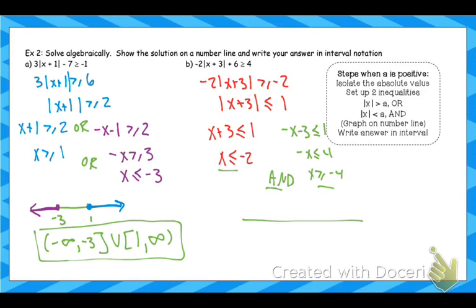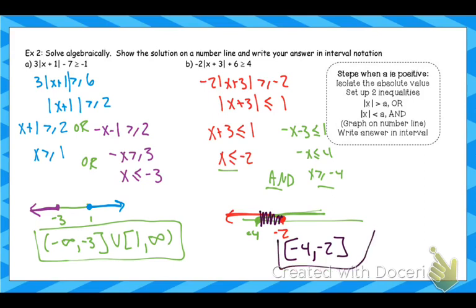So x is less than or equal to negative 2. So here's negative 2. Less than or equal to would be everything going this way. Then we're going to graph negative 4 on my number line. Greater than or equal to is everything going this way. Since it's and, my solution is going to be the overlap of those two things. Well, the overlap of those two things is from negative 4 to negative 2. Since it's or equal to, we're going to use brackets.